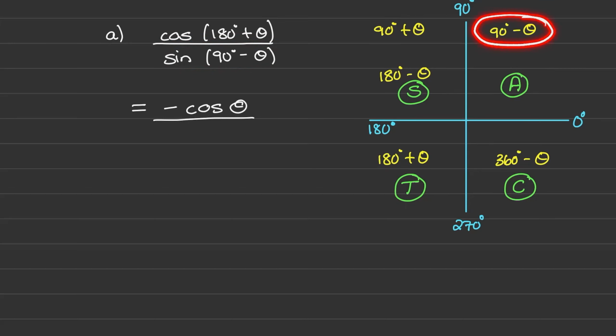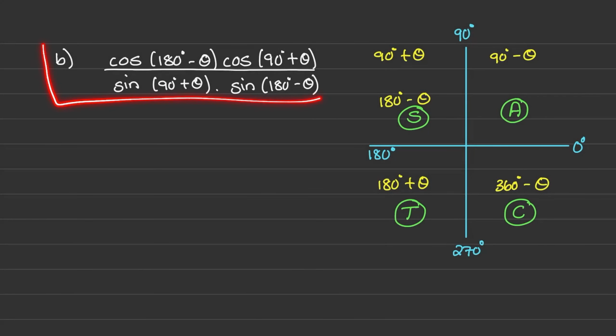Sine 90 minus theta is in the first quadrant, so all of the trig ratios are positive in this quadrant. And sine 90 minus theta is a cofunction which changes sine to cosine. So the denominator would be cos of theta. And now when I simplify, cos theta would cancel out cos theta, and I'm left with a negative 1.